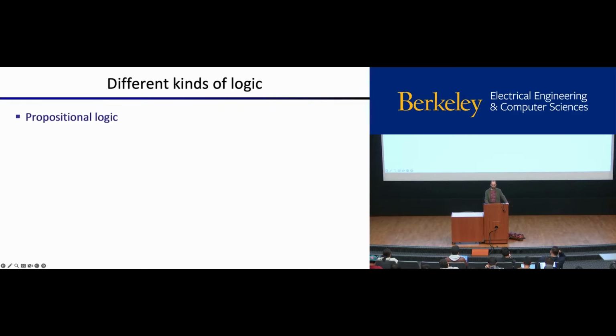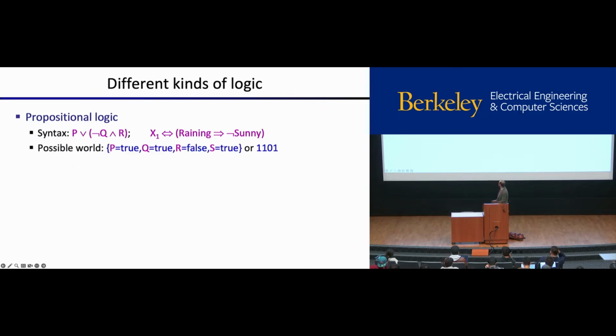Okay, propositional logic is the first kind of logic that we're going to cover. And the syntax looks something like this. We'll get into the details more in the next slide. And a possible world will look something like that. So these are Boolean variables. This should be familiar, I think, to everyone, given the prerequisites for this course. So we'll go through it fairly quickly. And you can represent this more compactly just by putting a 1 or a 0 for some ordering of the variables, indicating whether it's true or false.